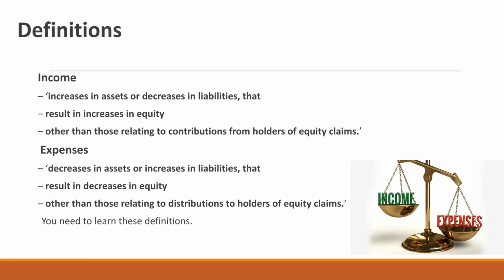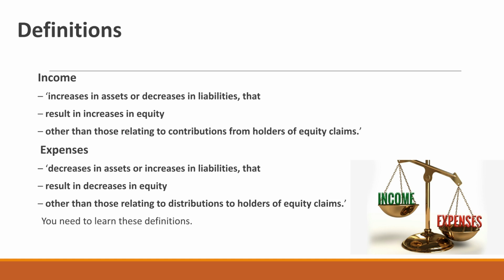Let's define income and expenses. These definitions are a bit more technical, so pay close attention. Income is defined as, quote, increases in assets or decreases in liabilities that result in increases in equity, other than those relating to contributions from holders of equity claims. Let's break that down. Income makes the company richer. It either brings in assets like cash from sales or reduces what the company owes, liabilities. Critically, this increases equity. The exception is when owners invest money directly. That's a contribution of equity, not income.